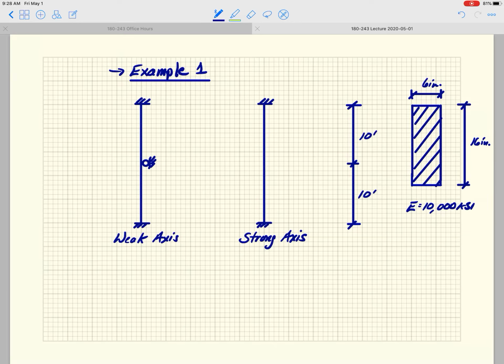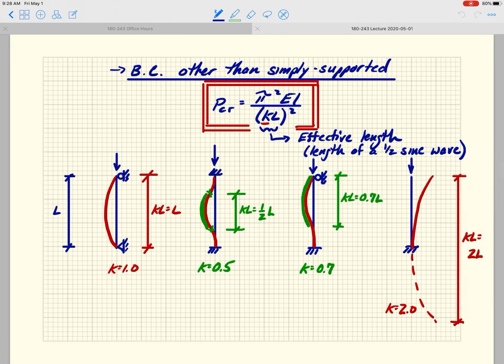All right, so this is the first example that we're going to do, and this is pretty much as complex as this gets, to be honest with you. So if we look at the buckling equation, P critical equals pi squared EI over KL squared. If you think about it, E has to be given unless the sort of problem is to identify a material to be used.